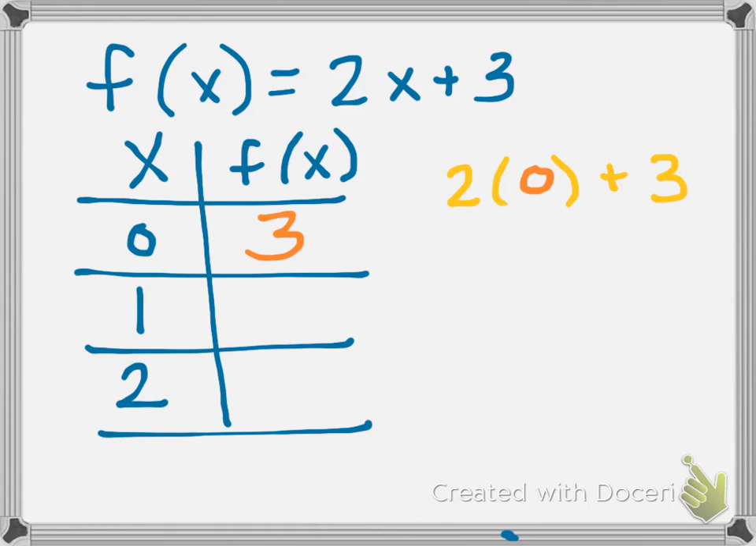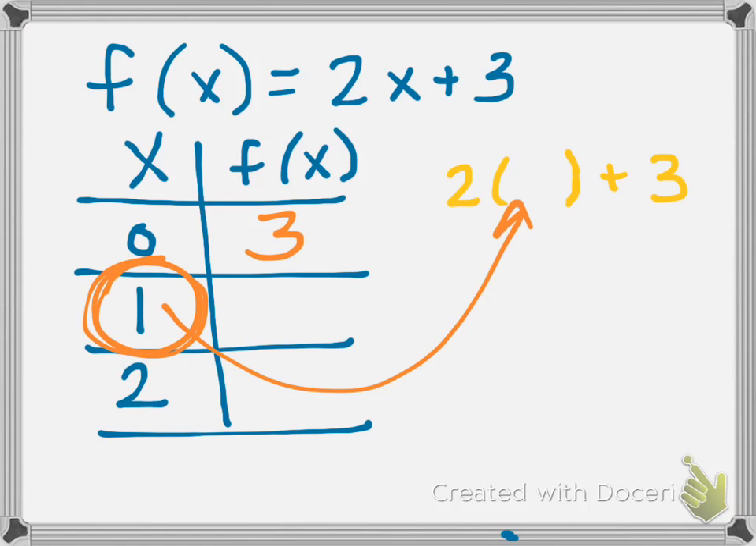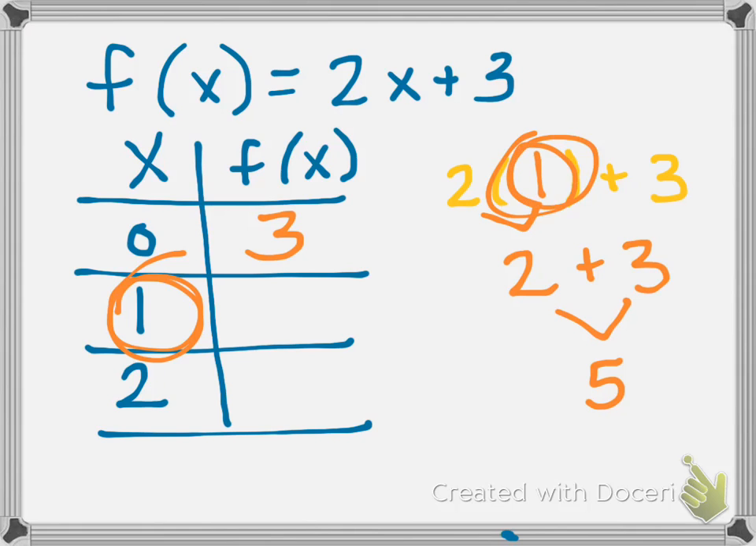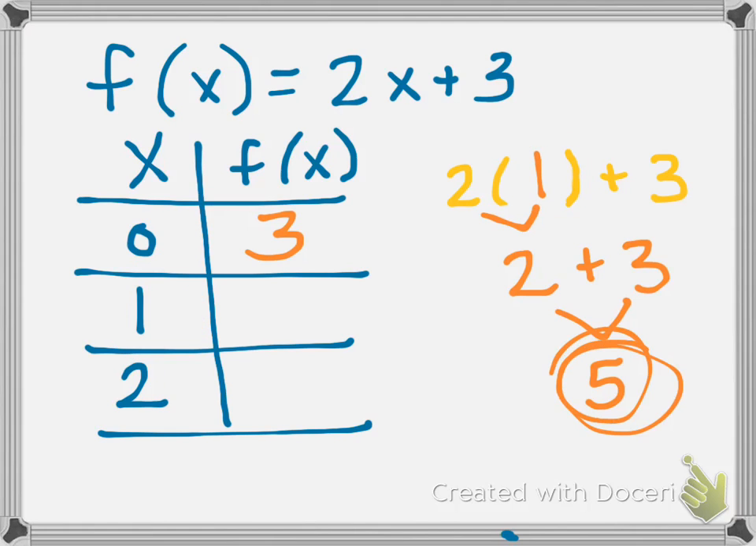Then, to figure out what the function of x is when x is 1, I'm going to pull that 1 out of my table and plug it into the same expression, 2 pocket plus 3. All I'm doing is replacing this x with a pocket and then plugging in values. So 2 times 1 plus 3. 2 times 1 is 2 plus 3. 2 plus 3 is 5. So when x was 1, function of x is 5. And I'm going to put that right in my table.